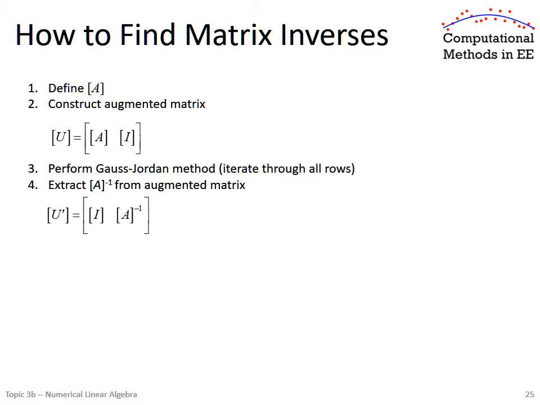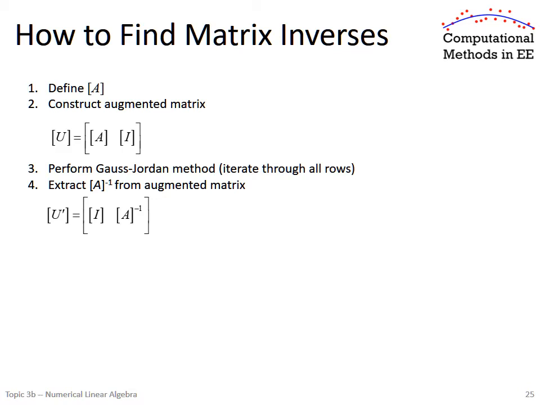We can generalize this method. Instead of solving Ax equals b, let's use it to find the inverse of a matrix. And we'll talk a little bit more about this at the end of this lecture. But now we only have to define matrix A. We don't need B anymore because we're not finding an answer X. We just want to invert A.